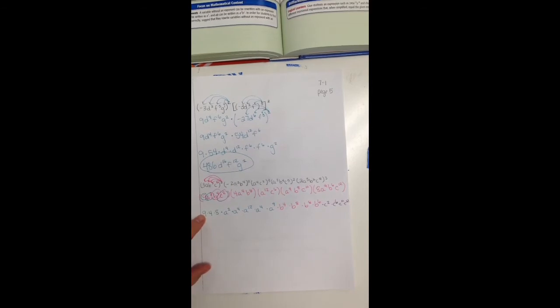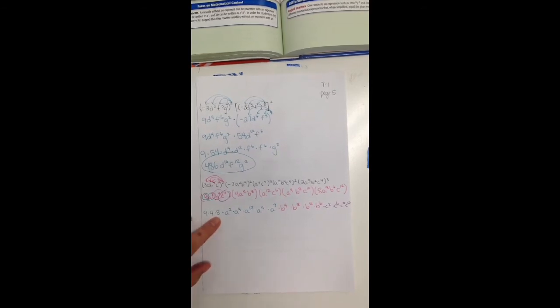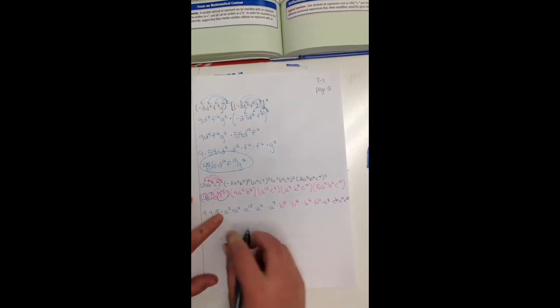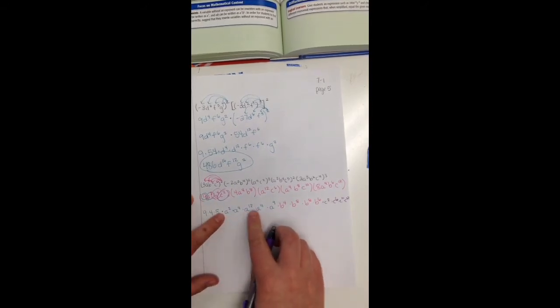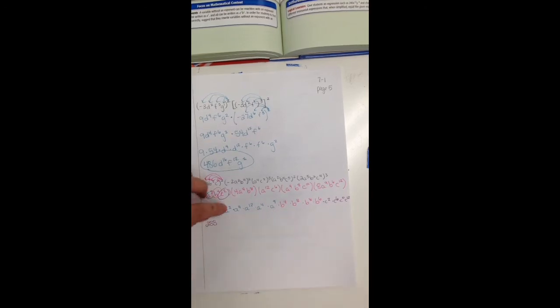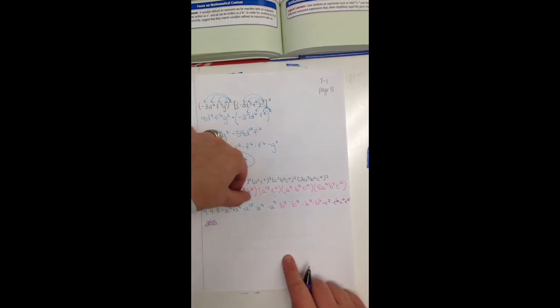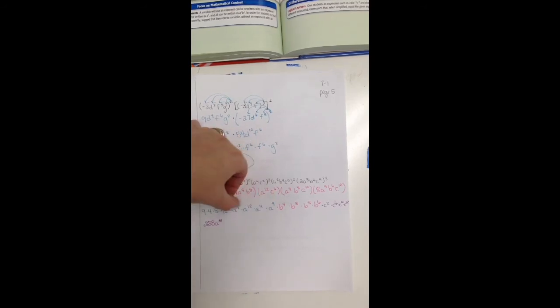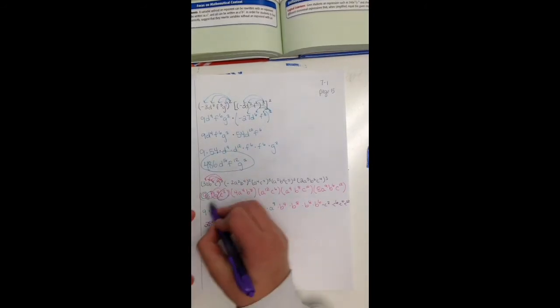9 times 4 times 8 gives me 288. A squared, a to the 4th, a to the 12th, a to the 4th, a to the 9th. We just add them. So 2 plus 4 gives me 6, plus 12 gives me 18, plus 4 gives me 22, plus 9 gives me 31. So a to the 31st power. I'm going to add them in my calculator to double check that math. I get 31.